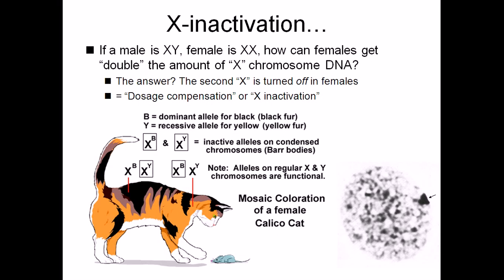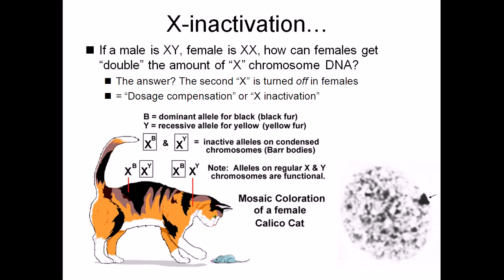Now, once the bar body is formed, this gives a characteristic effect mainly seen in the cat. If you look here, capital B is acting as a dominant allele for black, giving the black fur, and Y is acting as a recessive allele for yellow, which is a yellow fur, right? So B is the dominant black fur, and Y is the recessive yellow fur. Now, this square means the X is inactivated. The representation in this picture is that if you have a square, that means it is inactivated. Normally, what we know is that for female, one X will be inactivated.